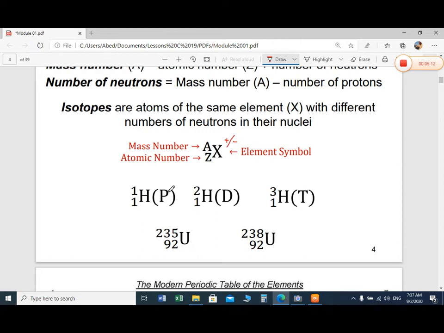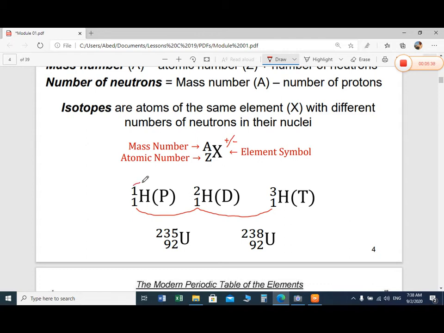So the number of protons will remain the same, as you see here. The subscript is the atomic number: this is 1, this also 1, and this also 1. Let me show you more clearly by writing it. This is 1, this is also 1, and this is also 1. It means the atomic number is the same, the number of protons is not changing, but the mass number is changing.